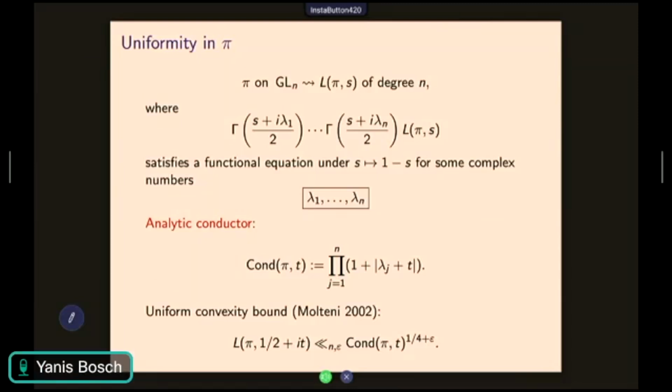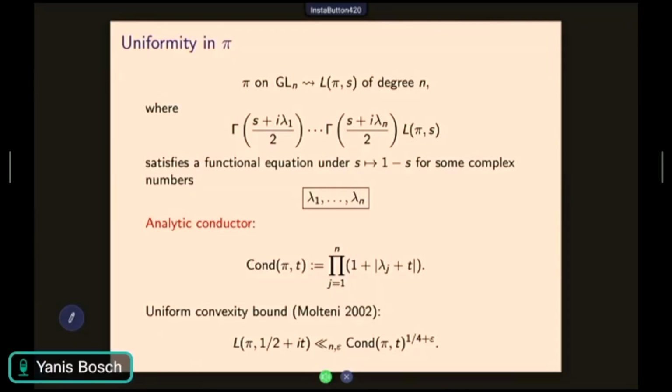Using those, there's a definition of an analytic conductor that is basically the product of the sizes of these parameters shifted by the argument t. And there's a general upper bound due to Iwaniec for GL_2, and then Molteni more generally, that says you can bound any L-function uniformly as the automorphic form π itself varies by this conductor to roughly the quarter.